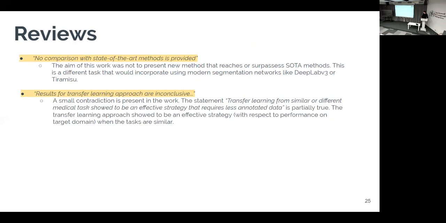So there is a small contradiction in my work. I said that transfer learning from similar or different medical tasks showed to be an effective strategy that requires less annotated data. It's only partially true. As we have seen, transfer learning produces better results for the target domain only if the tasks are similar. If the tasks are significantly different, well, we don't achieve better results than training just a model from scratch.